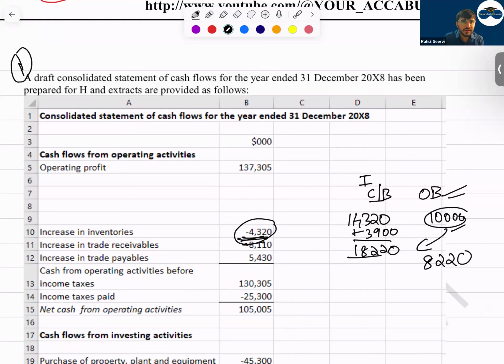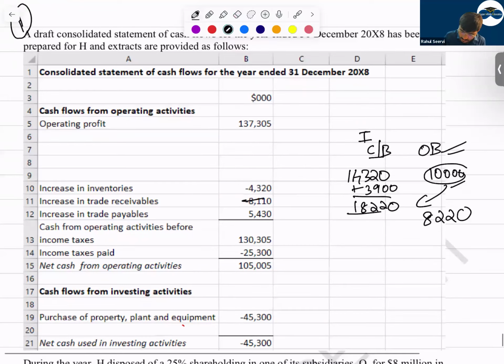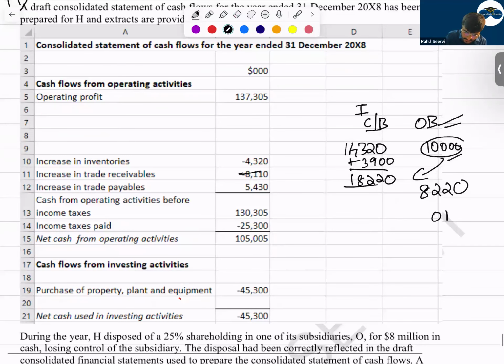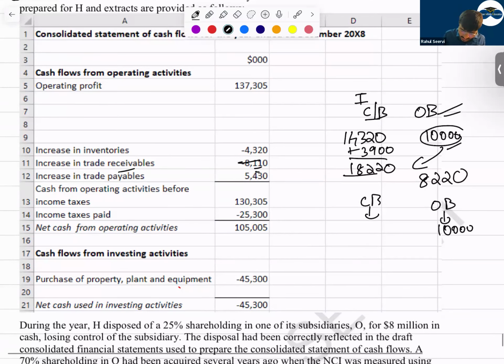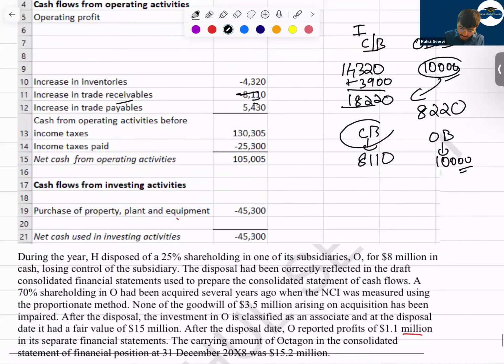Or, if you have learned some method where you have to add or reduce in case of acquisition or disposal, no issues. Whichever way you feel, you can do it. For receivable, let me do it. My receivable opening balance and closing balance, can I say the difference is 8,110? So I'll simply say it is 10,000 here. My trade receivable is increasing, which means my closing balance is more. So 8,110. Can I say in this we had included the value of the subsidiary? In this closing balance, it is not included. We'll add it. So how much is this? 4,400.